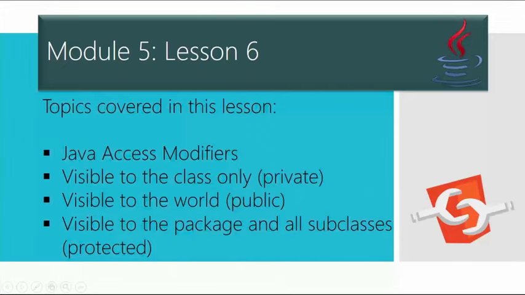The four access levels are as follows. Visible to the package, which means it's the default package, in this instance no modifiers are needed. If it's visible to the class only, then you have to use the private modifier. If it's visible to the world or the public at large, then we use the public keyword or modifier. And if it's only visible to the package and all subclasses, then we use the protected modifier. So let's jump right in.